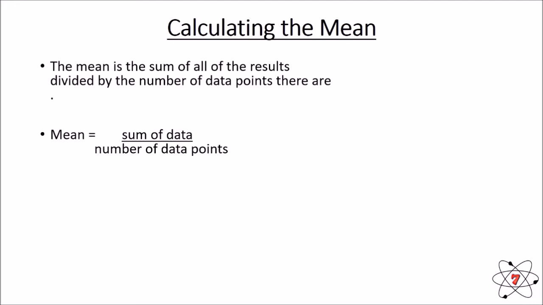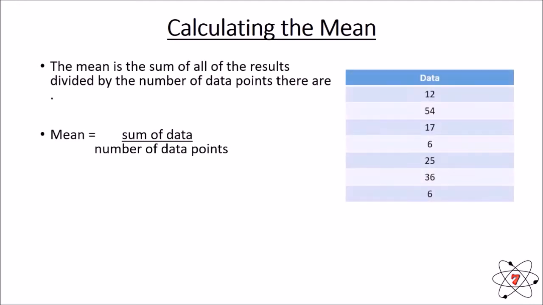Mean equals sum of data divided by number of data points. And we've got a data table here. It's irrelevant what this data actually is, it's just an example. But we see we've got numbers 12, 54, 17, 6, 25, 36 and 6. So in order to calculate the mean, the first thing we need to do is add all of these data points together.